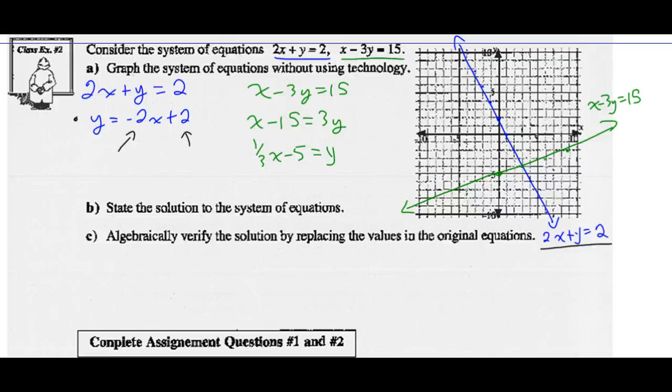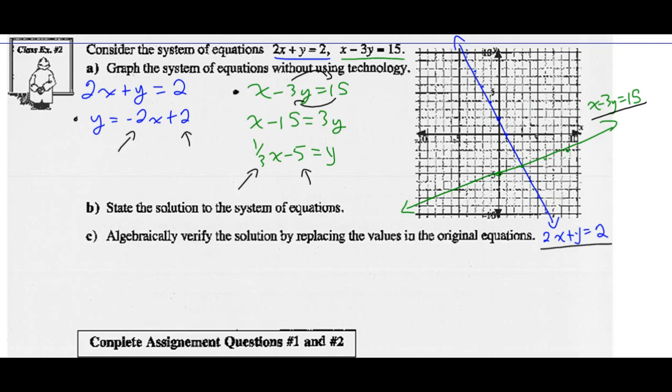The equation x minus 3y equals 15. Solve that equation for y. So I move the 3y to the other side, and I move the 15 back to this side. So I get x minus 15 is 3y, and then I divide everything by 3. So again, I know the slope, I know the y-intercept, crosses the y-axis at negative 5, has a slope of positive 1/3, so I rise 1 and run 3 to the right. And again, you label that line.